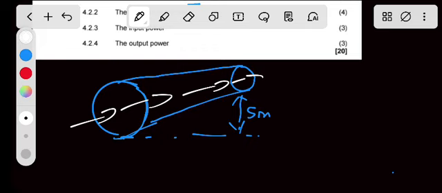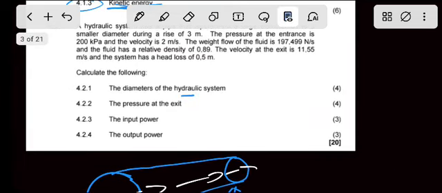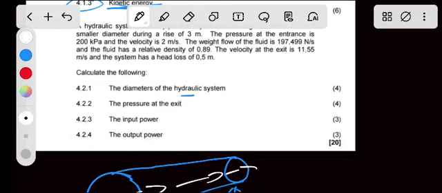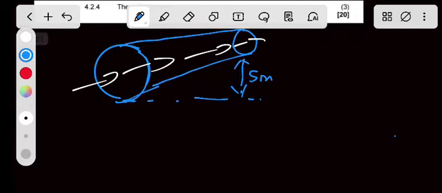So let us not waste time. 4.2.1 says calculate the diameters. Let's take advantage of what we've been given. We've been given the weight flow. Remember, the weight flow at this point is the same as the weight flow at this point. The weight flow is the same, like Q1 is equal to Q2.